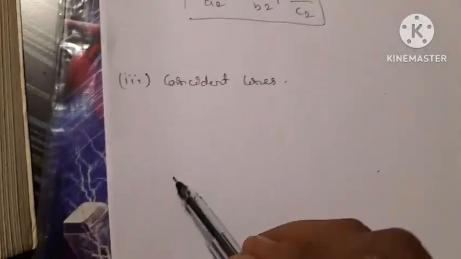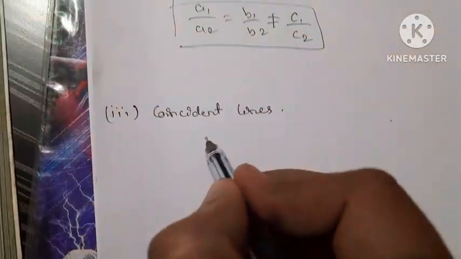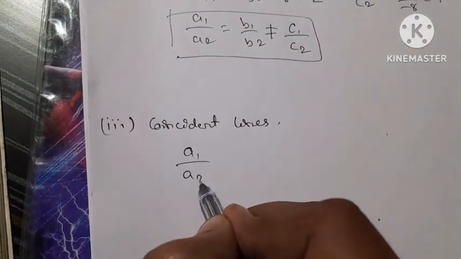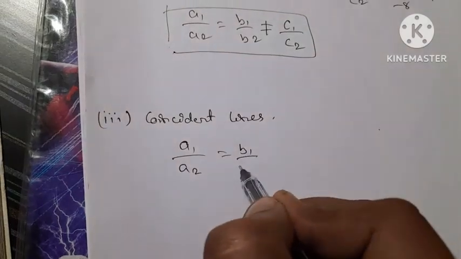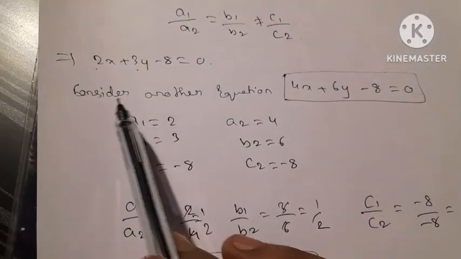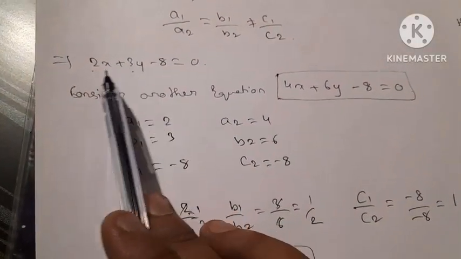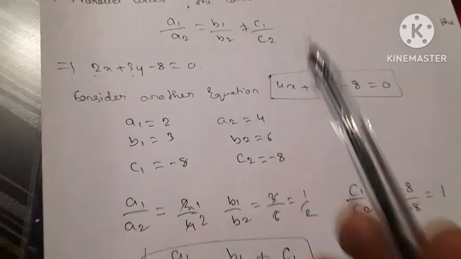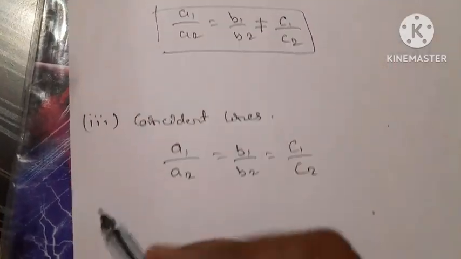Now for coincident lines, we need A1 by A2 is equal to B1 by B2 is equal to C1 by C2. This is the very simplest one. See here what we did, we multiplied only the first two variables. Now we have to multiply the entire equation with a constant value. So I'll multiply the entire equation with 3.